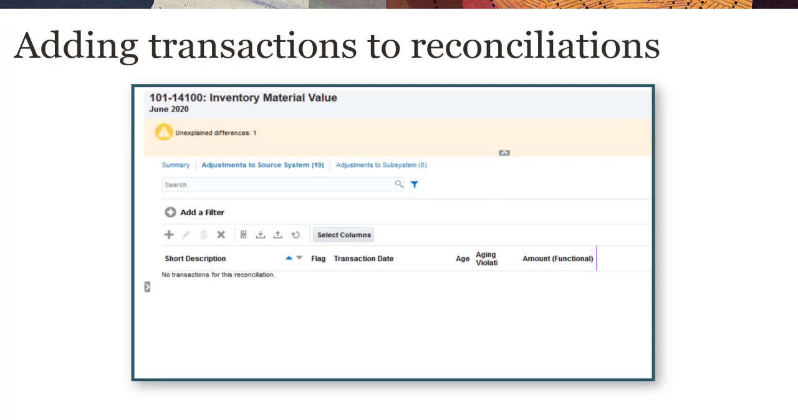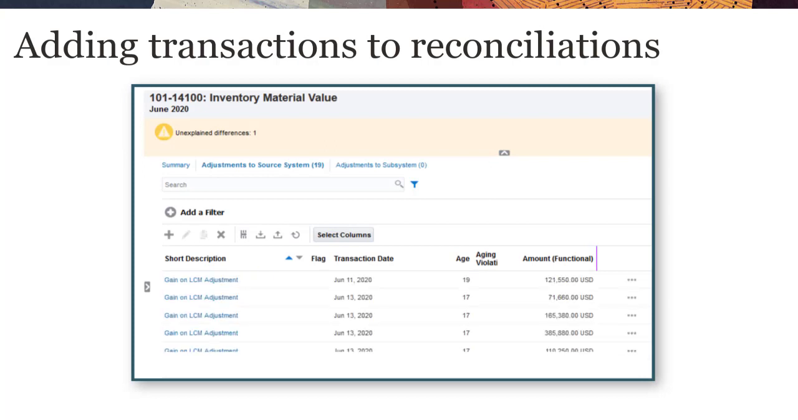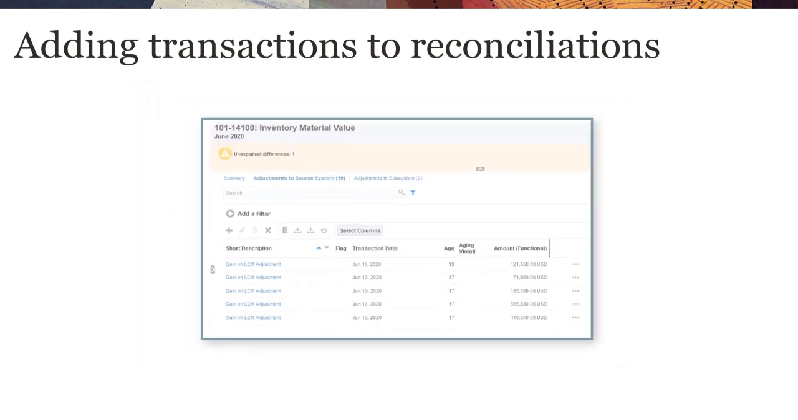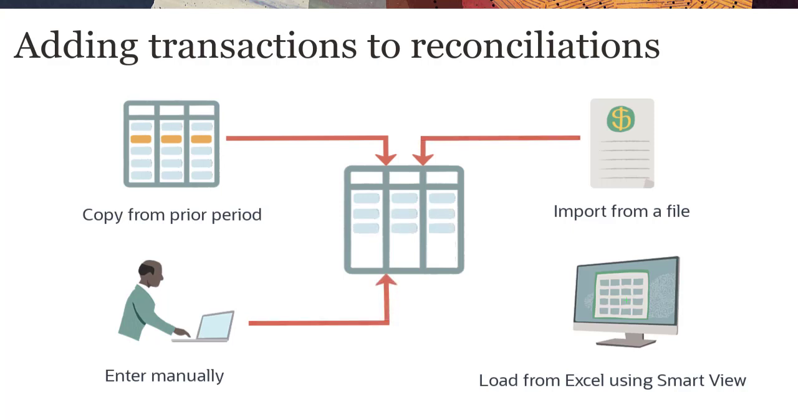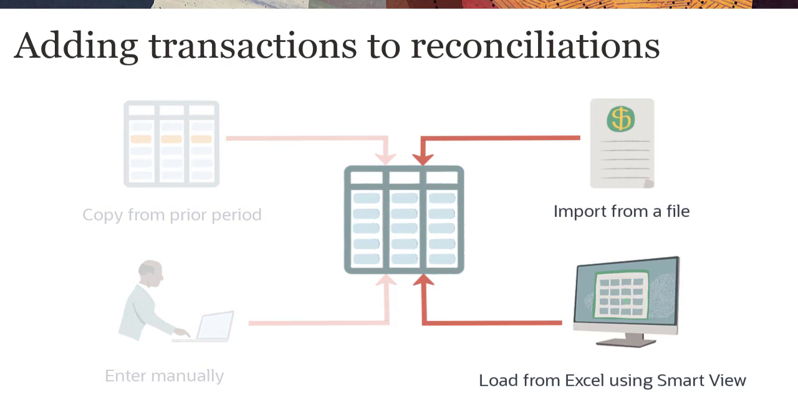As a preparer, you reconcile accounts by adding transactions to reconciliations. You can either copy transactions from a prior reconciliation, manually enter transactions and adjustments, import transactions from a file, or load transactions using SmartView. In this tutorial, we'll focus on importing transactions from a flat file and using SmartView.